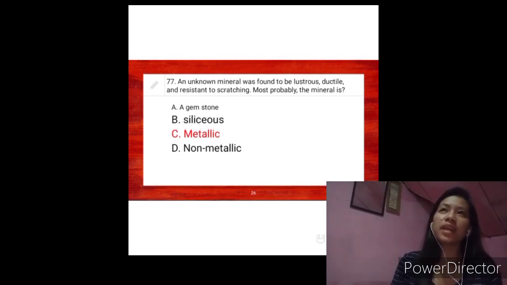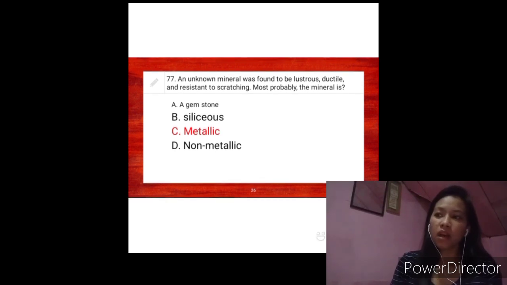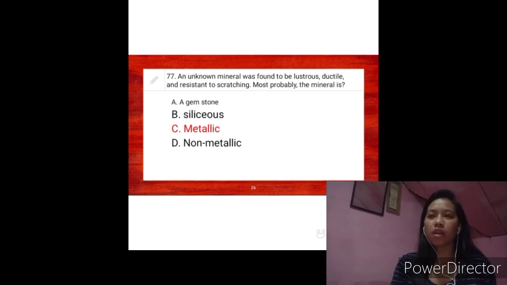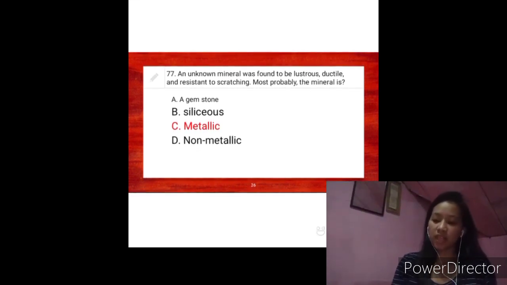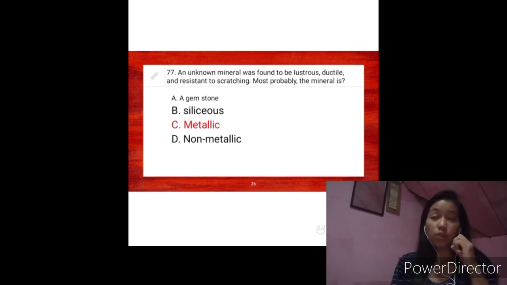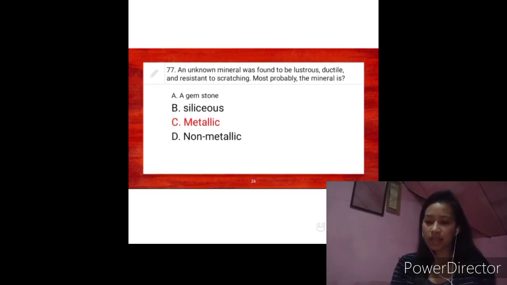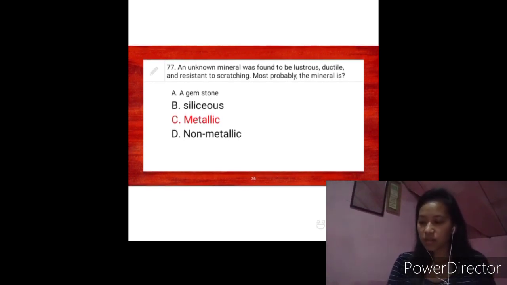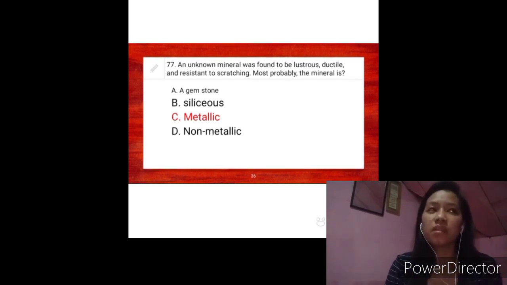and usually non-metallic minerals are poor in thermal conductivity and electrical conductivity because they do not contain any metal substances in the mineral. So the right answer there is metallic.